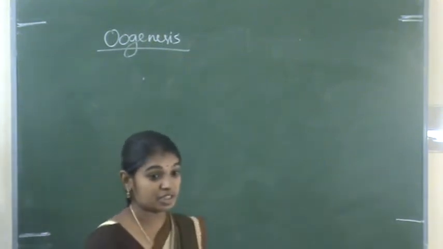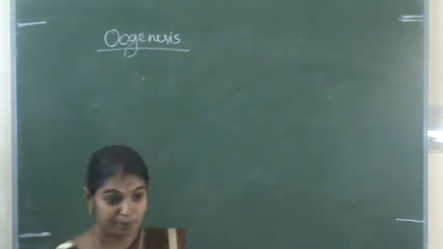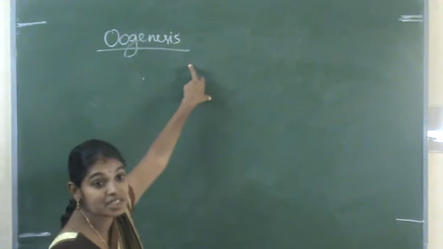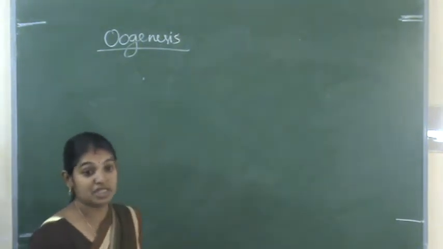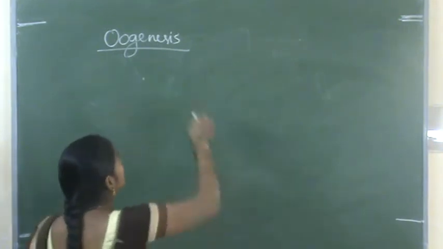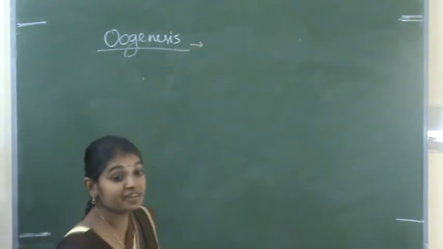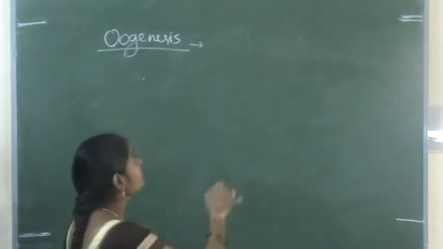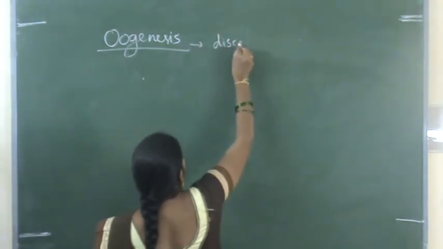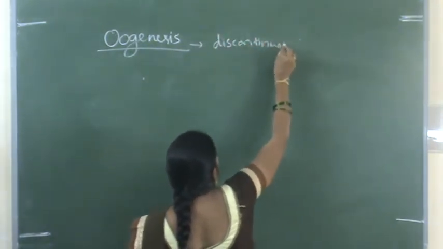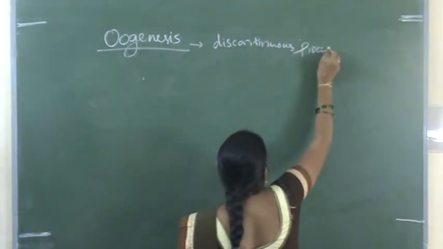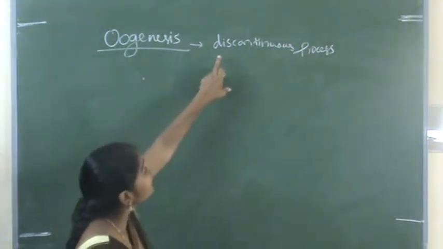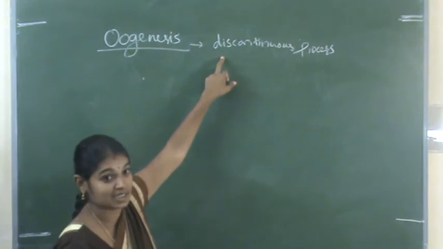In the gametogenesis process, the next type of gametogenesis is oogenesis in the females. Here, in females, the oogenesis process is known as a discontinuous process. Why is it known as a discontinuous process?